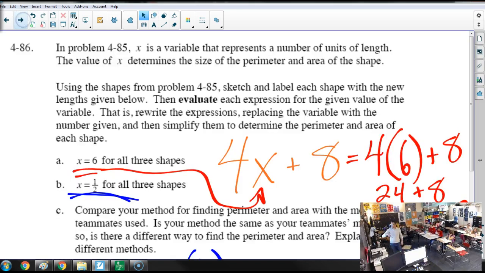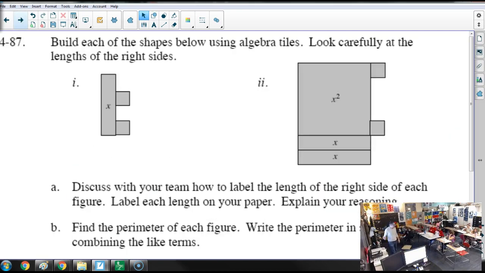Right, we had skipped this problem, so quickly draw a sketch of these two shapes.